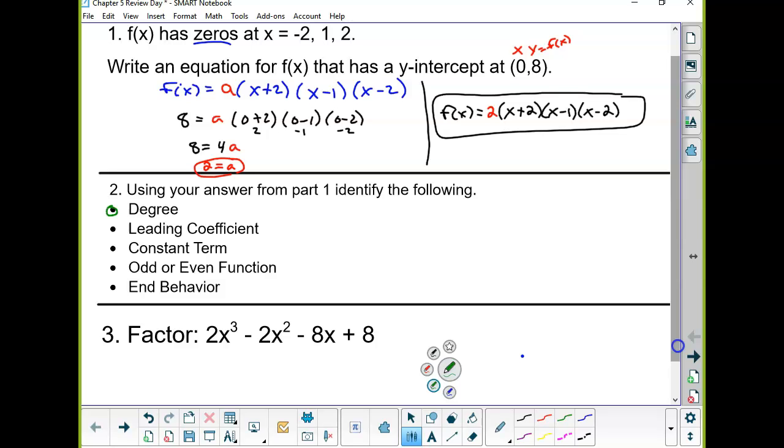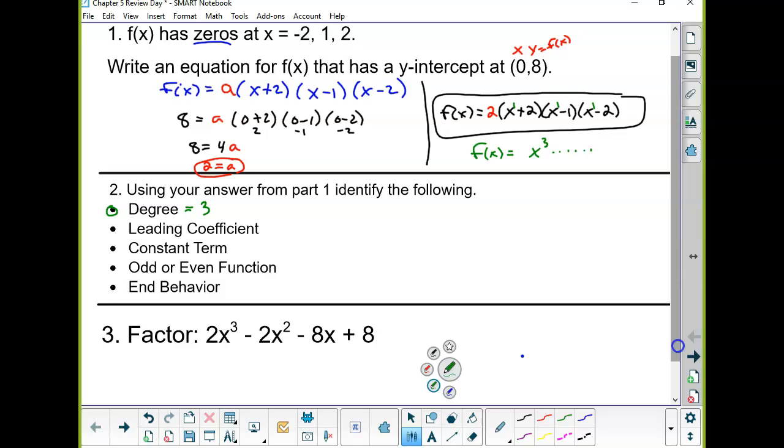What's the degree? What's the highest x value we're going to possibly have? Well, think of this. I have x to the first power, x to the first power, x to the first power. And if all of those were multiplied together, what degree would we have? x to the third. So our degree would be 3, because at some point all of that would multiply out and give me an x to the third.